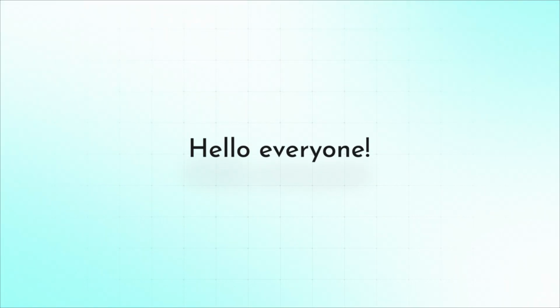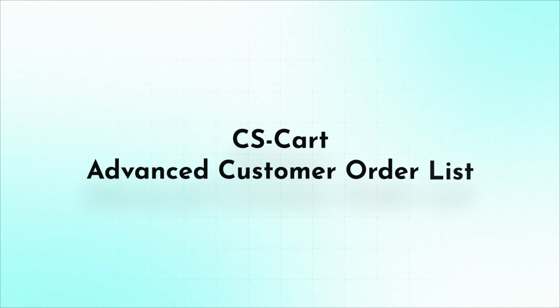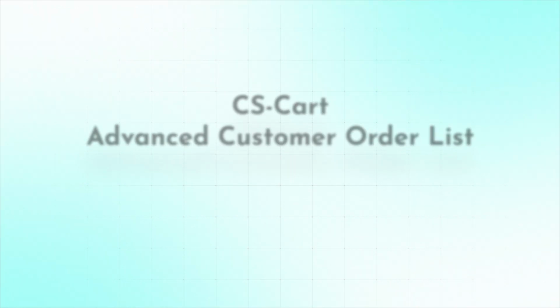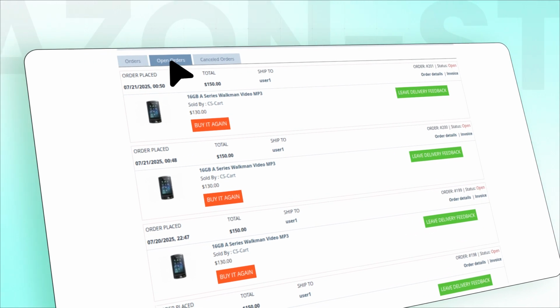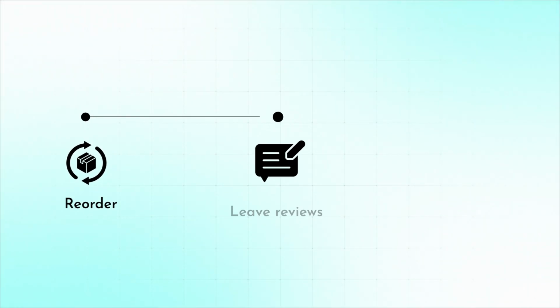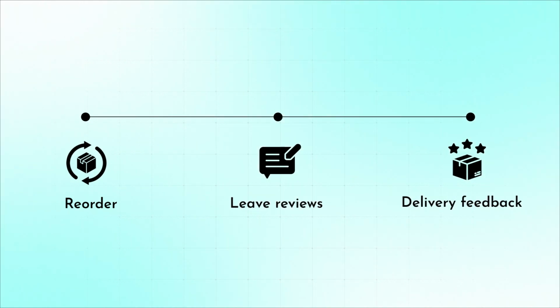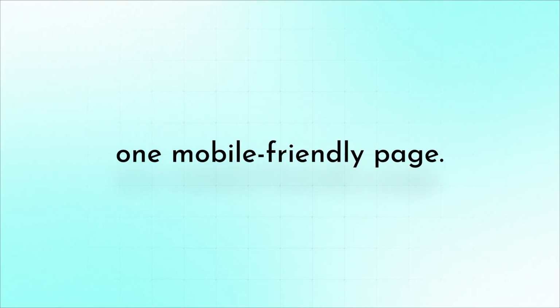Hello everyone! In this video, we will explore the CS Cart Advanced Customer Order List add-on. It offers a sleek, Amazon-style tab view for orders, open orders, and canceled orders, plus options to reorder, leave reviews, and even give delivery feedback, all from one mobile-friendly page.